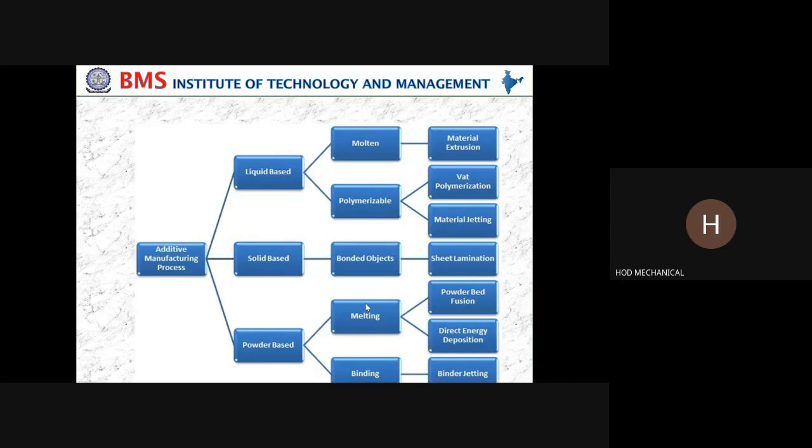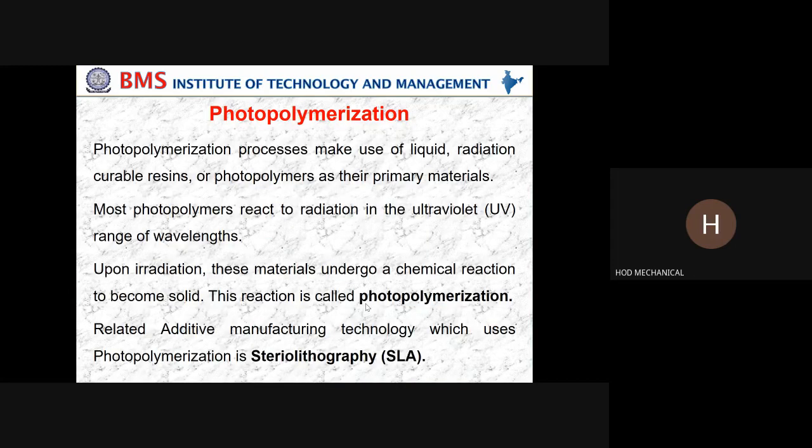Now we'll go with the first one, called photopolymerization. In the case of photopolymerization, what are you going to use? You are going to use a liquid. First thing, it's liquid based. These processes make use of liquid, radiation curable resins, or photopolymers, as their primary material. Please try to understand, I'm going a bit slowly.